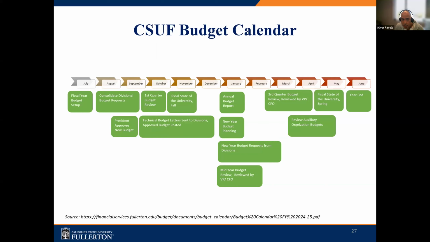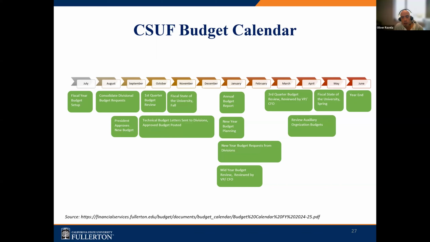In the beginning of the fiscal year, the budget is set up. Divisions will have already submitted their new year asks, and those budget requests are consolidated and presented to the president and cabinet for review. Once that budget is approved, technical letters are sent to divisions to make changes to their budget. During this time, we're also conducting quarterly reviews of the budget. The first quarter review is done by the budget office, but the mid-year and third quarter reviews are an opportunity for the budget office to consult with units to get input on their projected end of year balance.